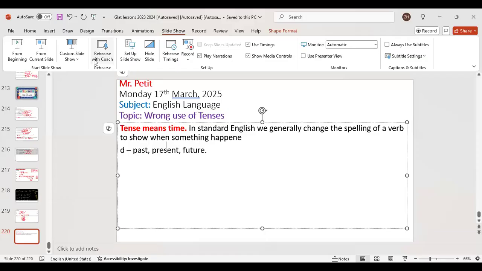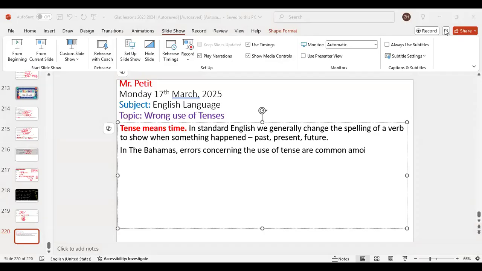Now, in the Bahamas, unfortunately, errors concerning the use of tense are common among what? What was the question? Even the way I speak right now, we tend to say it wrong. In the Bahamas, errors concerning the use of tense are common among what?